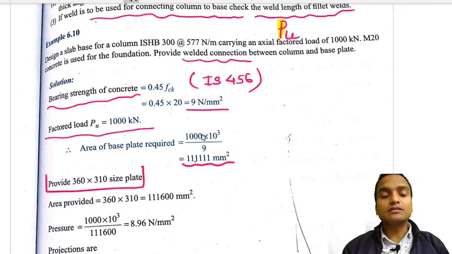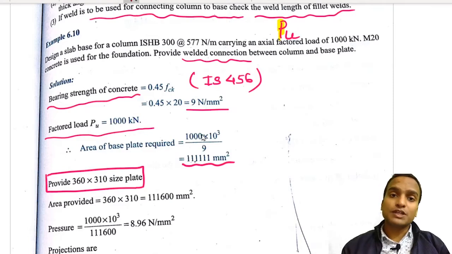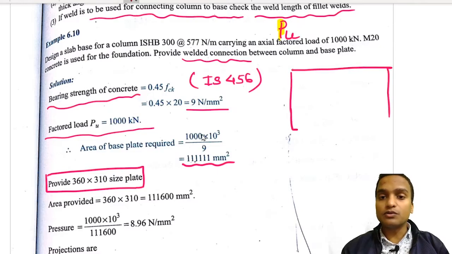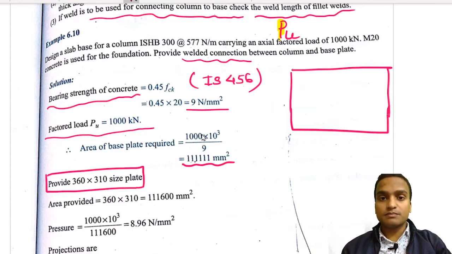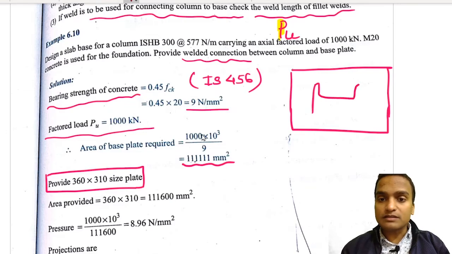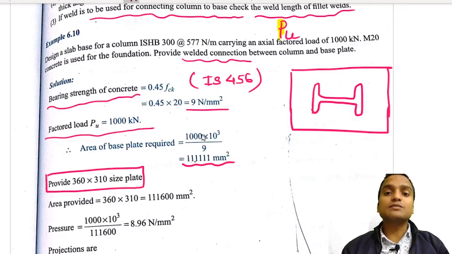Now why do we take this size? Because we are going to make a base plate, and if you see the top view of the base plate, it will look like this. Okay, this is a rectangular shape, and what should be the length and breadth of this plate? So if you draw the top view diagram of the column here, which is an I beam, and the I beam is ISHB 300, that means this much length is 300.